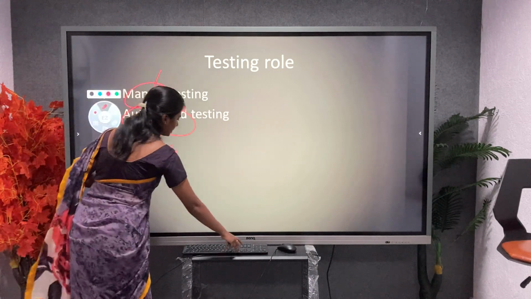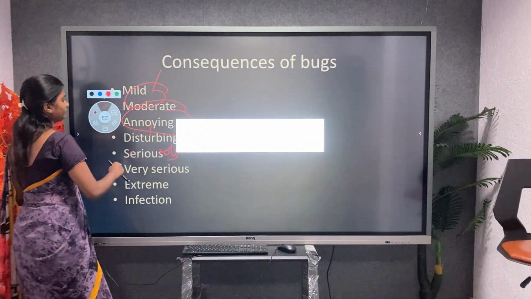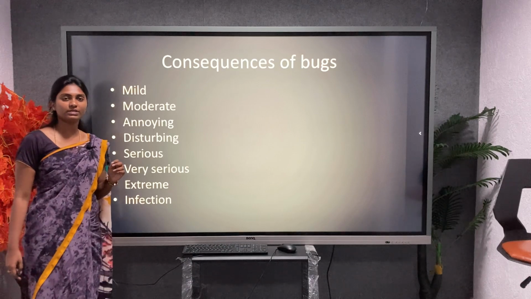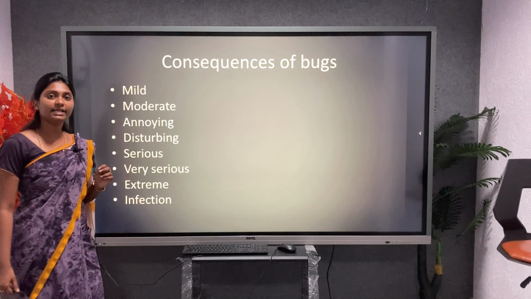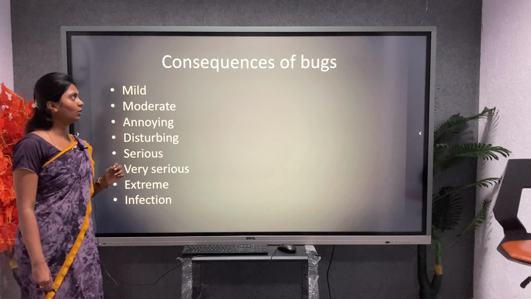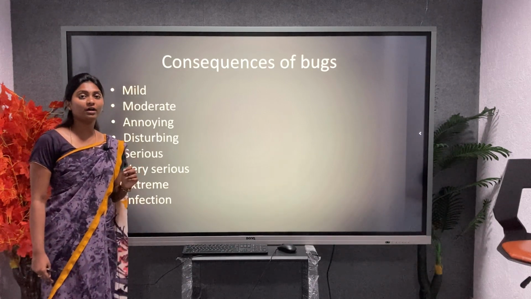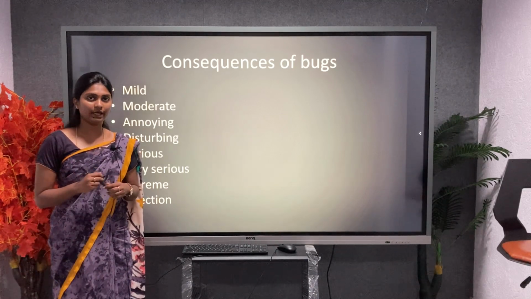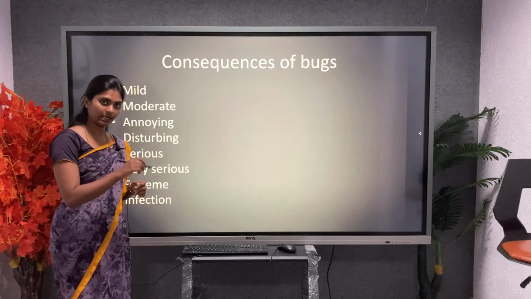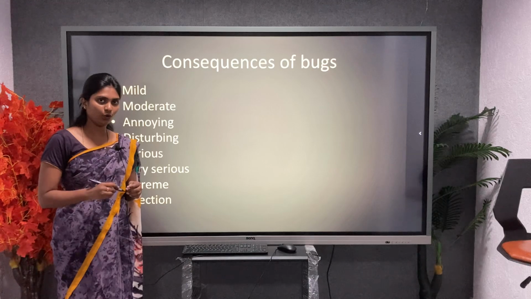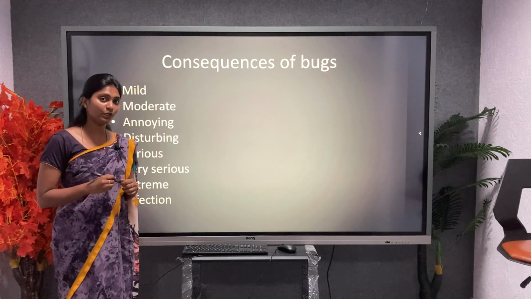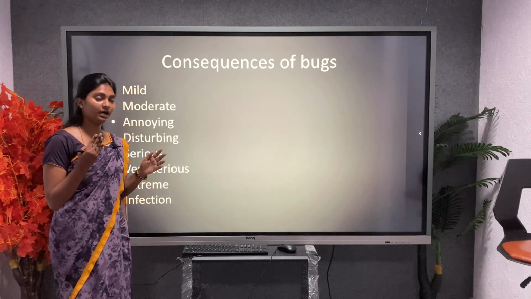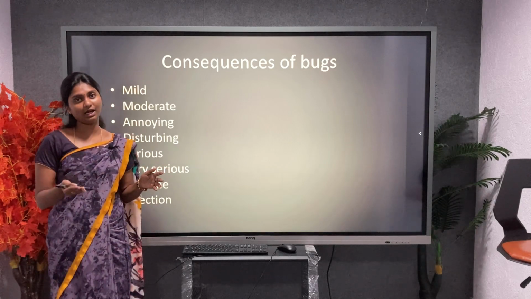The next concept is the consequences of bugs. What are the consequences of bugs? It means how bugs occur and how we come to know about them. We can't identify whether a bug is coming from this state or that state. We don't know the consequences of bugs, so we have to rectify them and find at which particular stage they are located.